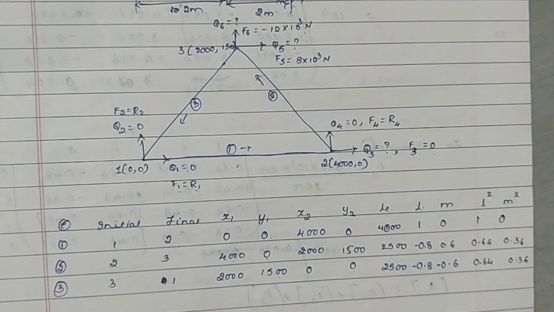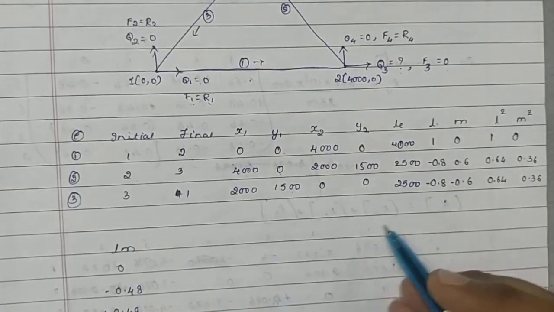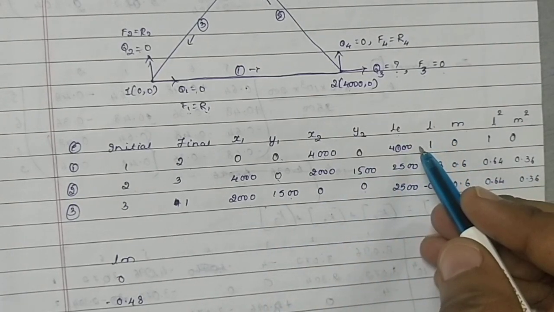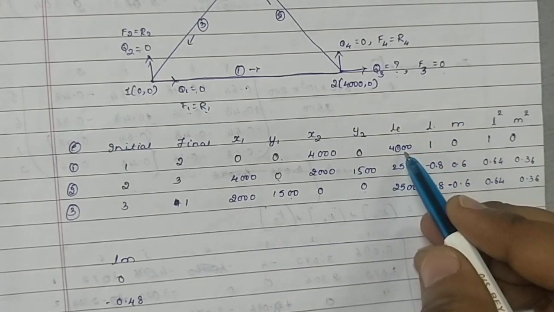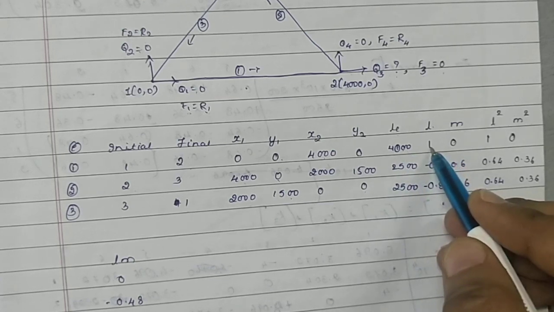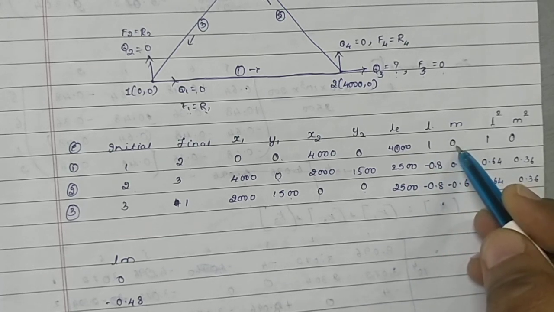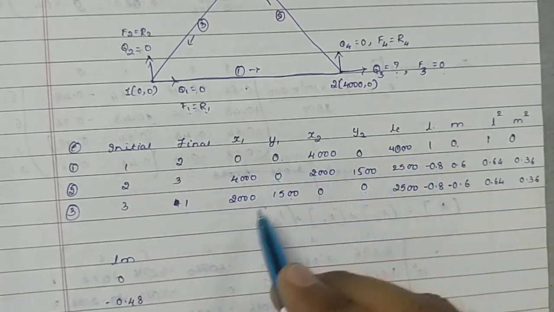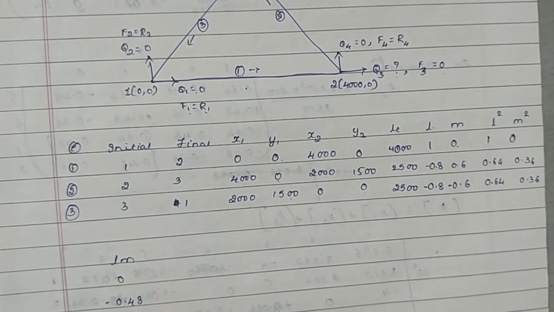And LM I found out here. You can directly do this in your calculator using the same formula. LE is equal to the root of (x2 minus x1) whole square plus (y2 minus y1) whole square, and L is equal to (x2 minus x1) divided by LE, and M is equal to (y2 minus y1) divided by LE. You can do this for each and every element and find the values.